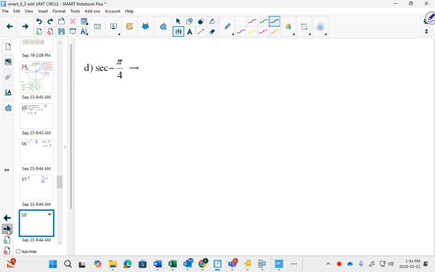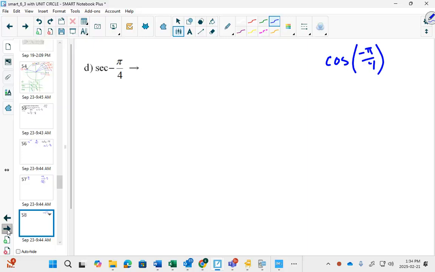Now we have secant of negative pi over 4. So you're going to get questions with secant, cosecant, and cotangent as well. And those are your reciprocal functions. So you have to remember the definition that secant is related to cos. So I'm going to figure out what cos of negative pi over 4 is, and whatever answer I get, I know I can flip and get the answer for secant of negative pi over 4, because they're reciprocals. So you can just take the answer and flip.